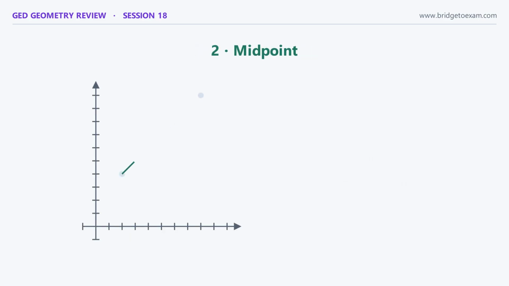Next, the midpoint, the exact middle of 2 points. Average the x-coordinates and average the y-coordinates. For 2, 4, and 8, 10, the midpoint is 5, 7.